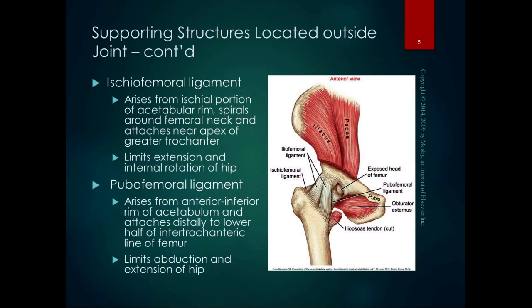And then the pubofemoral limits abduction, and the ischiofemoral limits internal rotation. So big beefy ligaments to limit the motion at the hip. So when you compare the motion of our two ball and socket joints, our shoulder joint and our hip joint, big difference, right? The shoulder's got way more than the hip, but the hip has to be stable because we're not walking around on our hands.